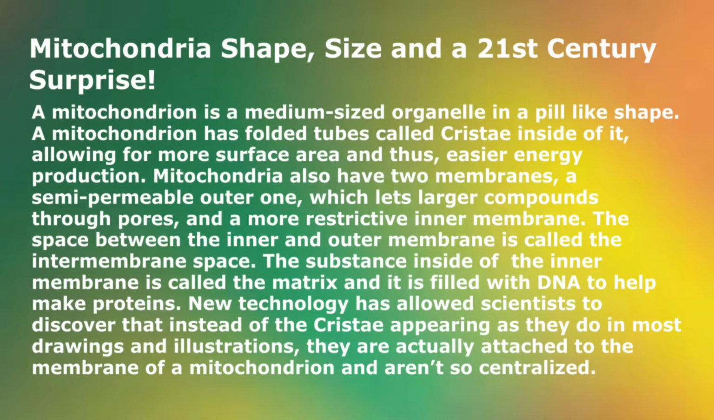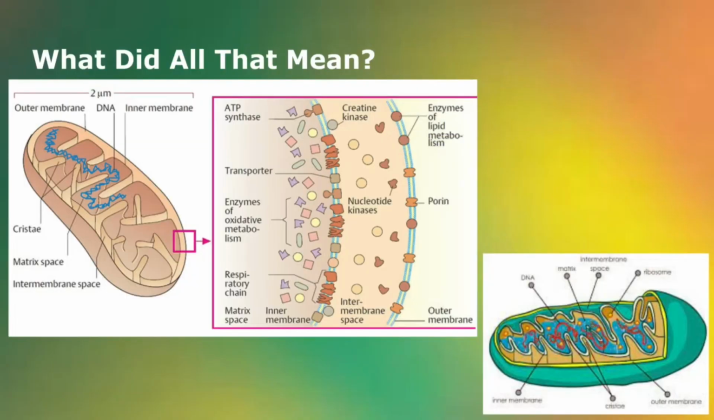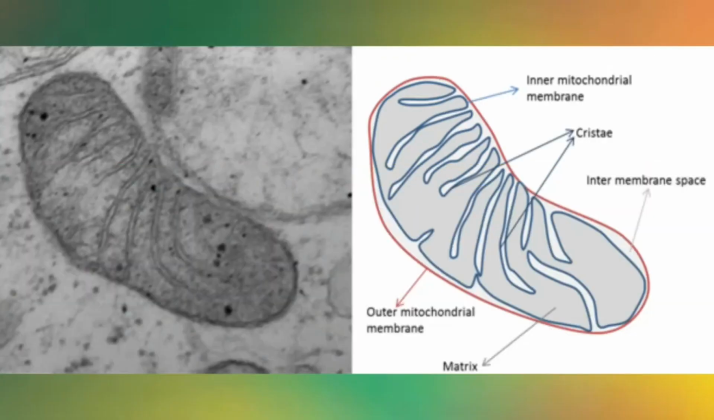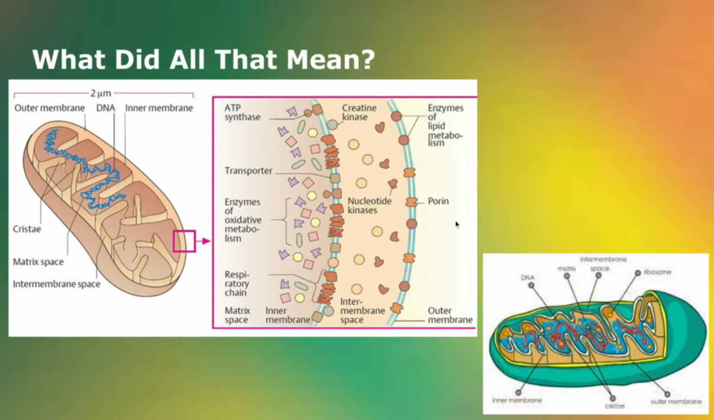New technology has allowed scientists to discover that instead of the cristae appearing as they do in most drawings and illustrations, sort of like a tube going down the center, they are actually attached to the membrane of a mitochondrion and aren't so centralized. It'll be easier to see in pictures here. You can sort of see this is what the general modern consensus of a mitochondrion shape is. As you can see, the tube is not as centralized and it's not as wavy as you see in the diagrams, and a lot of these cristae come up from the membrane versus something like this where it's just a tube that's winding up and down the middle. But these pictures sort of allow you to visualize the different parts a little bit better and help you see what's going on.